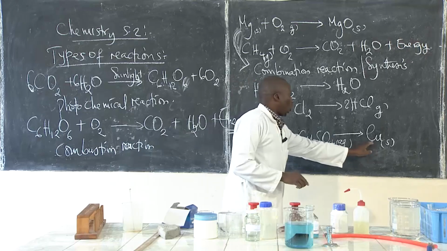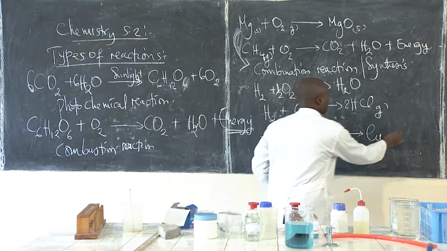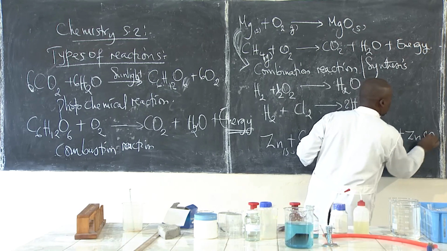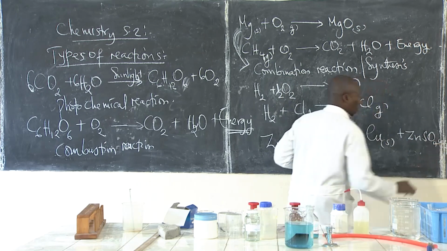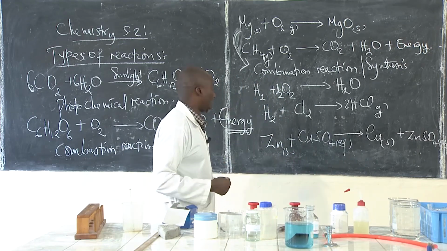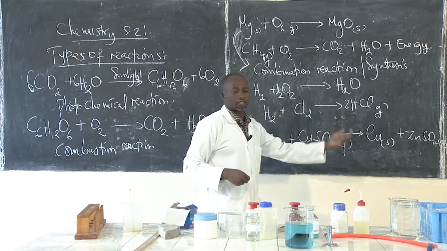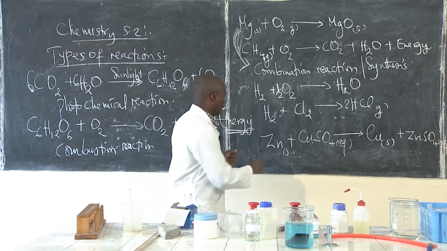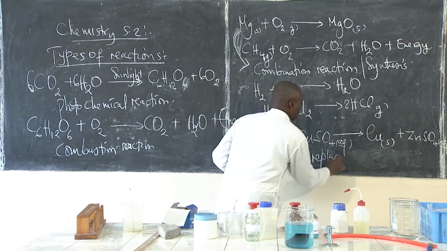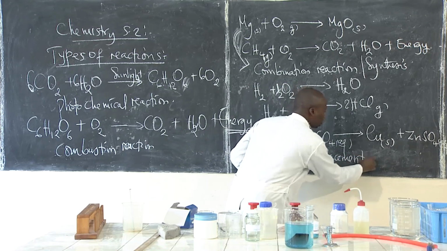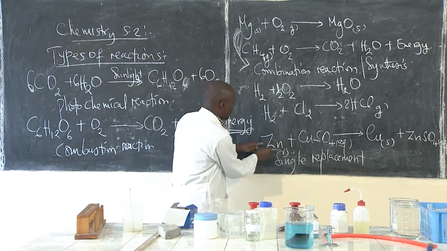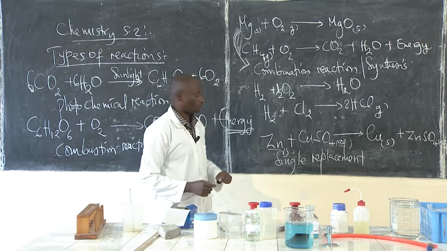So the copper is dispersed, and then you have this zinc sulfate forming in the solution. We'll have to keep watching that. Then towards the end, we'll see what will have happened. So that kind of reaction that is taking place here is what we call a single replacement. Single replacement. So in a single replacement, the zinc is displacing this copper.